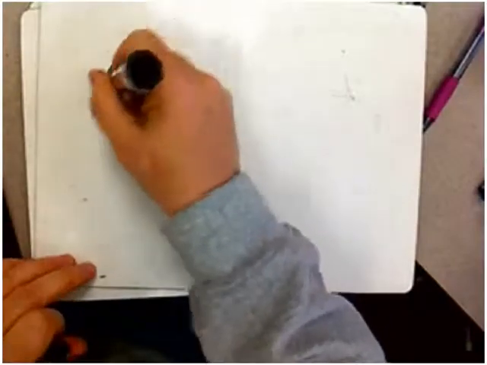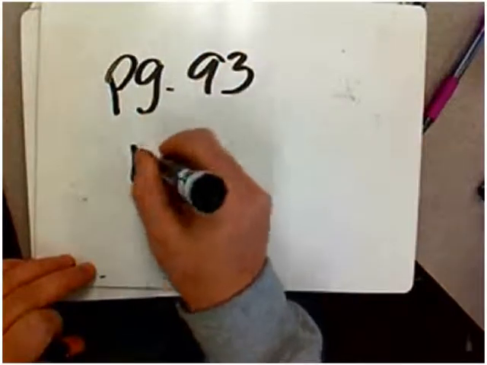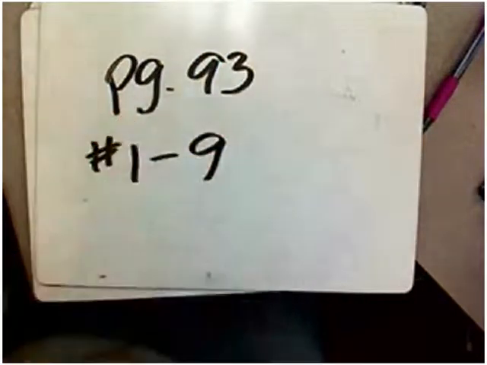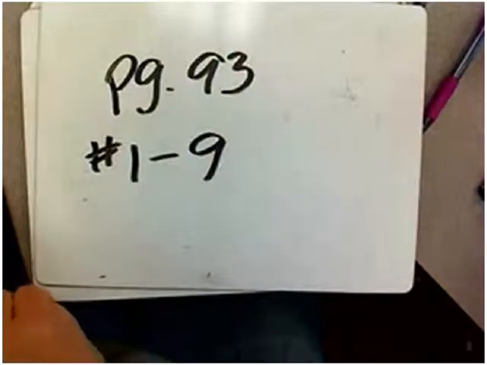All right, so class is going to end. I would like you guys to do some homework today. I want you to do page 93, number 1 through 9. It's not very hard. So page 93, number 1 through 9. It's pretty simple, pretty basic. You'll finish it pretty quickly.